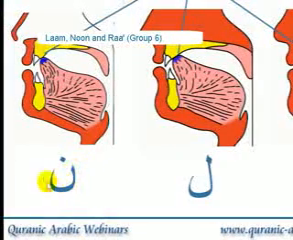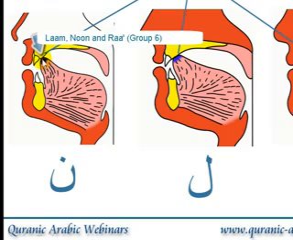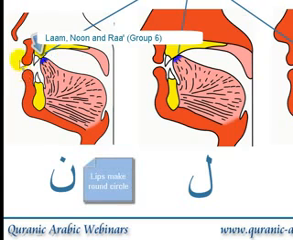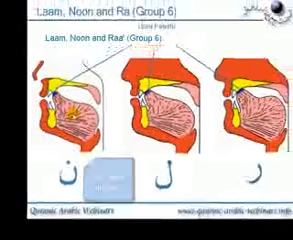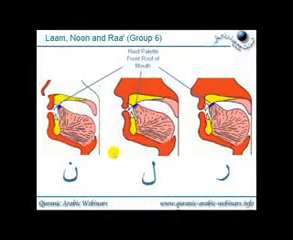Then we have a Noon, Noon. So again, the tip of the tongue pressing on the front hard palate. Your lips actually go a bit round with the Noon, Noon. That's group 6.